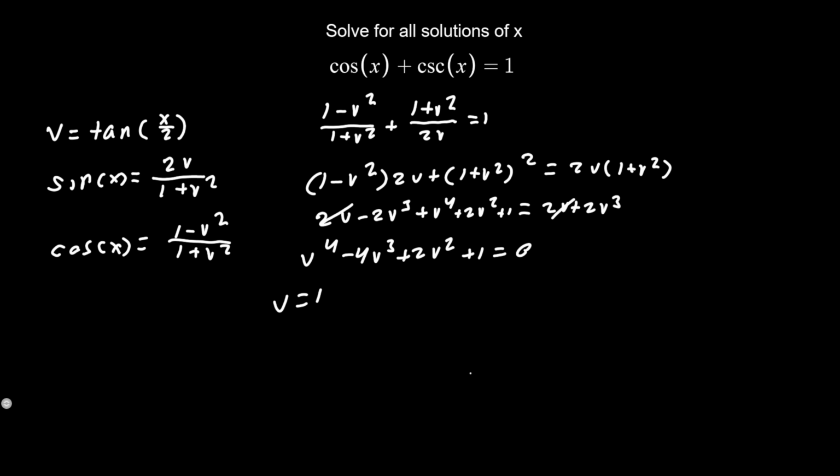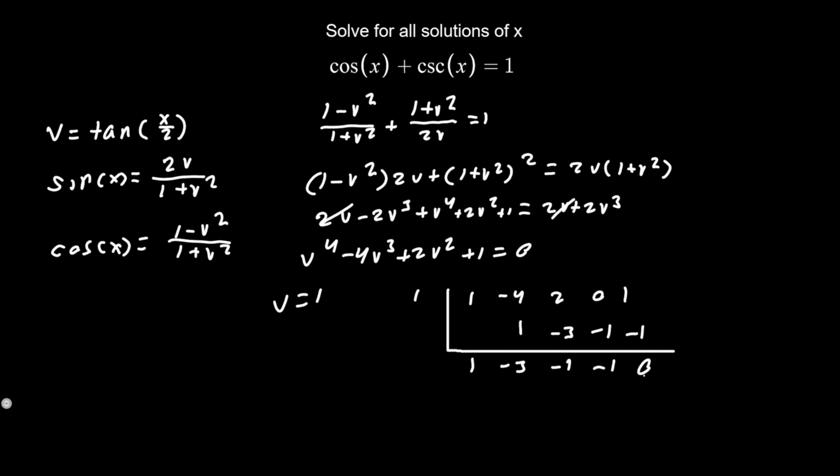So we have a simple quartic, which we are going to factor out v equals 1, and we're going to just do synthetic division. We have 1, and then 1, negative 4, 2, 0, 1 as the polynomial's coefficients. We drop down the 1, multiply 1 by 1, which is 1, and then add from top to bottom, so it's negative 3. Then multiply negative 3 by 1, which is negative 3, giving negative 1, then multiply 1 by negative 1, negative 1, negative 1, and 0.